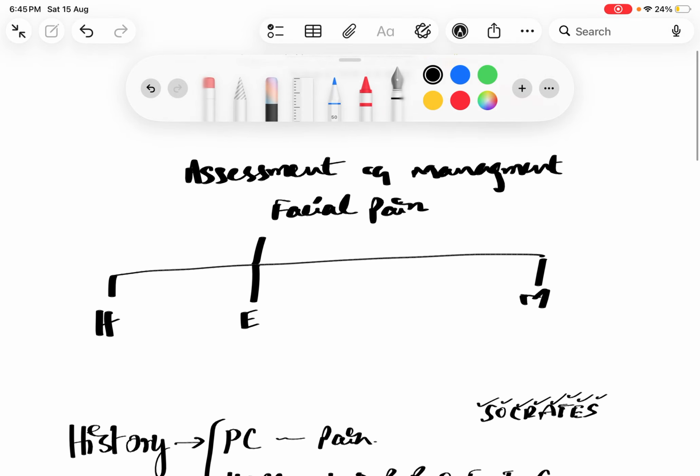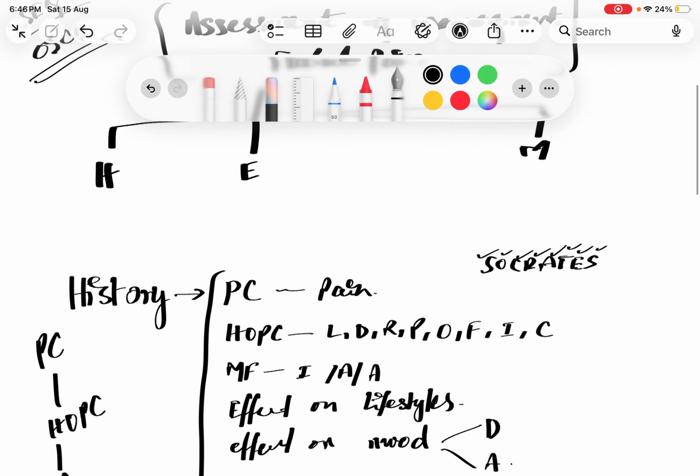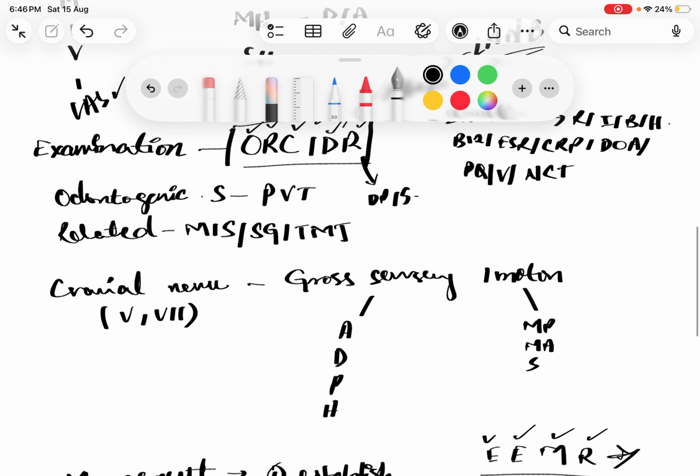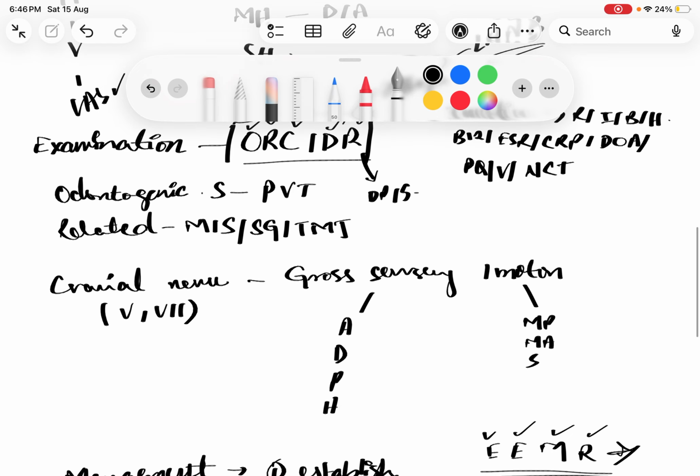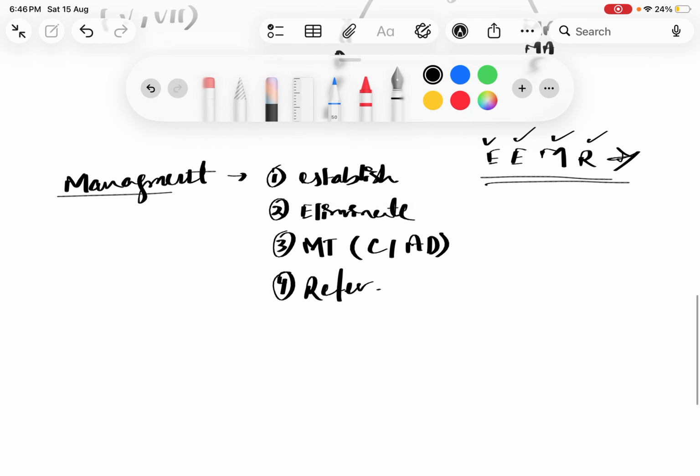So this was all for assessment and management of facial pain. This can come as an SEQ, or it can be a part of your OSCE as well. So it is important that you provide a detailed history, examination, and management.